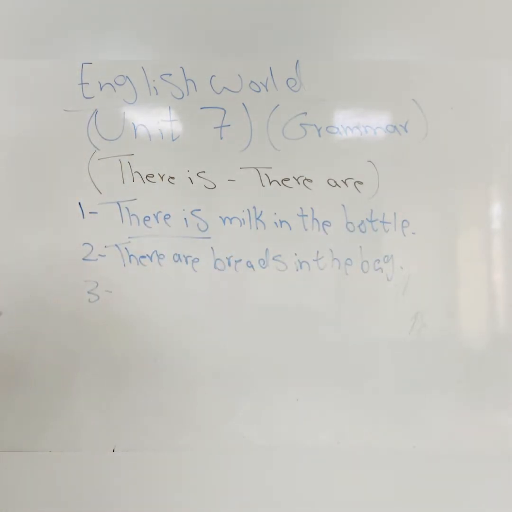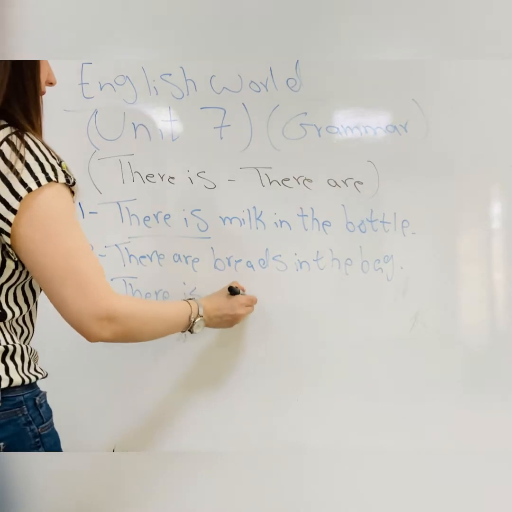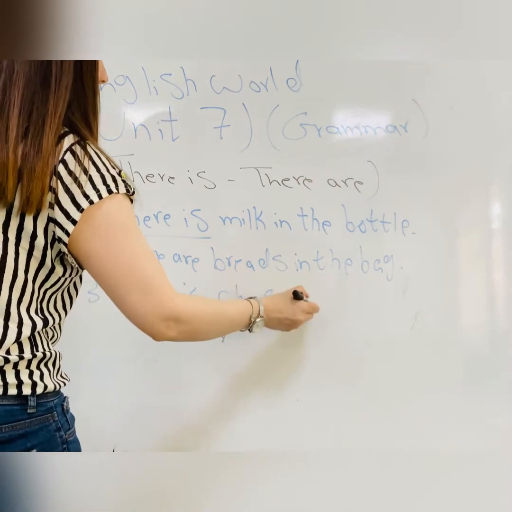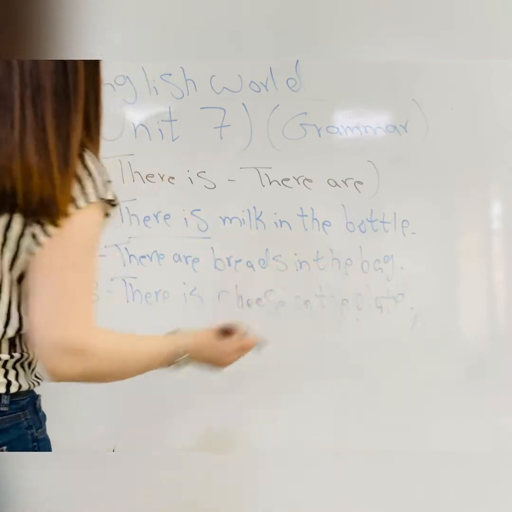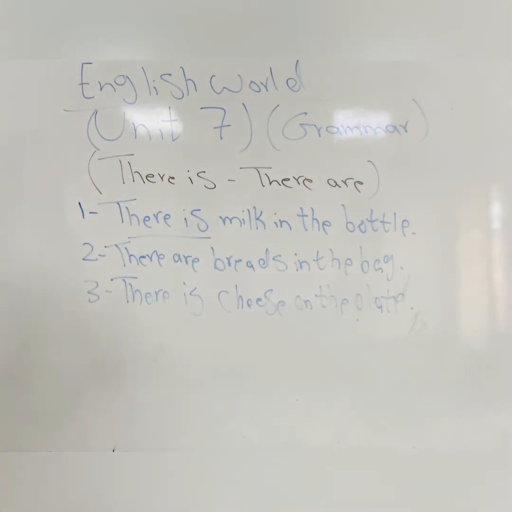Number 3, we have a picture of a piece of cheese on the plate, okay? It's only one piece of cheese, so we have to use there is. So we say there is cheese on the plate, okay? There is cheese on the plate. Did you get it? It's too easy. Whenever we have one thing, we use there is. And when we have more than one thing, we use there are, okay?